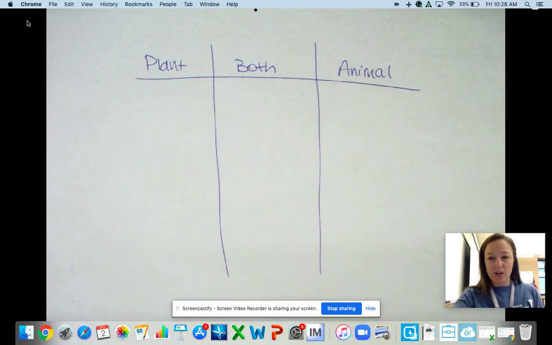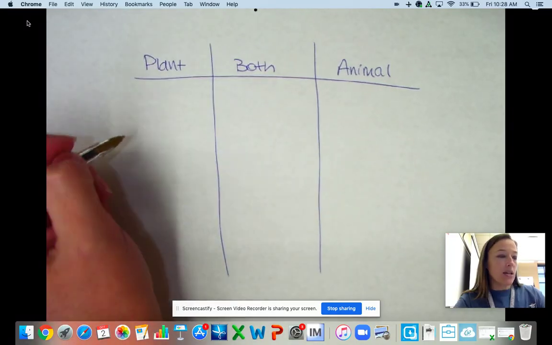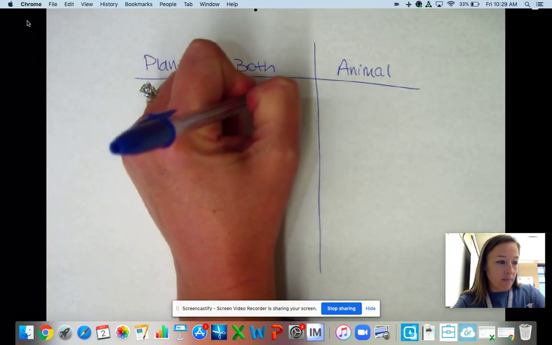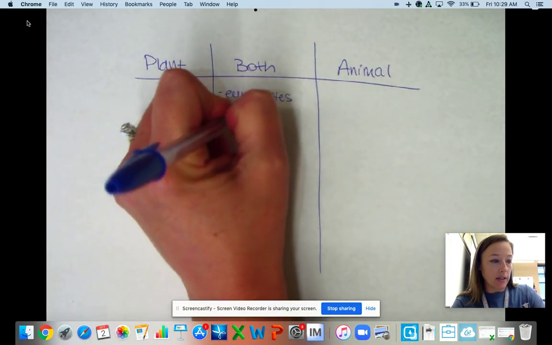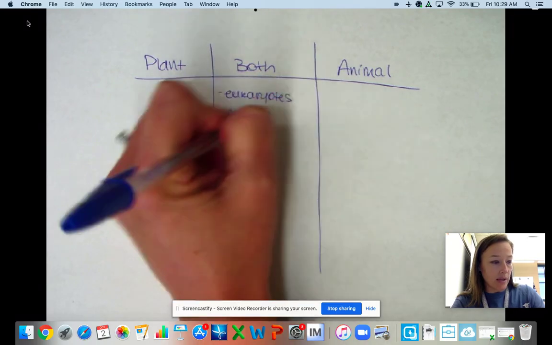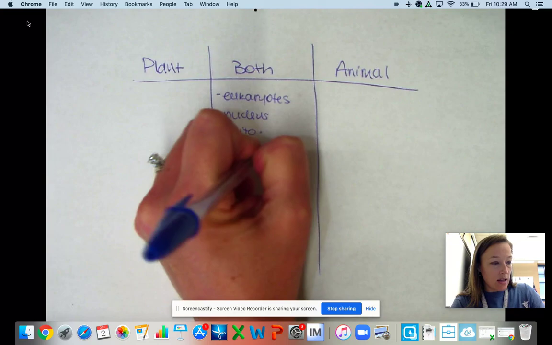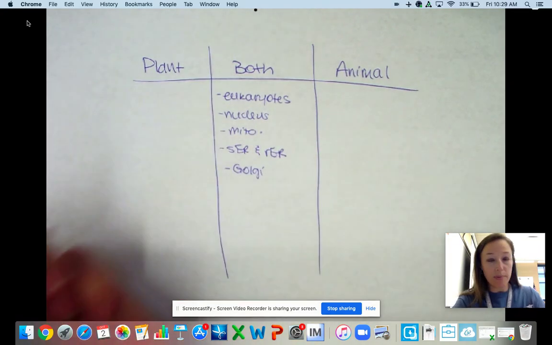All right, so now we're going to talk about plants and animals. Plants and animals are both eukaryotes, and so they are going to have all those things that eukaryotes have. They're going to have a nucleus, mitochondria, smooth ER and rough ER. They're both going to have Golgi bodies or Golgi apparatus.